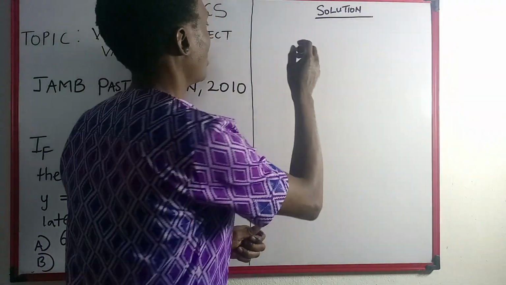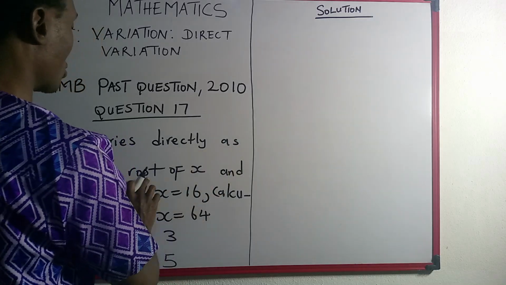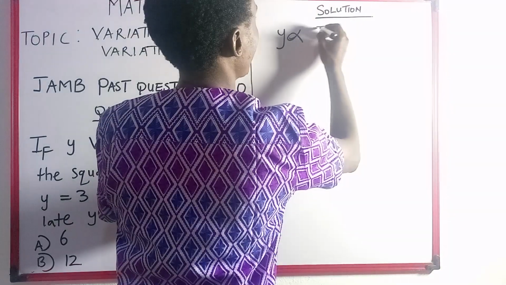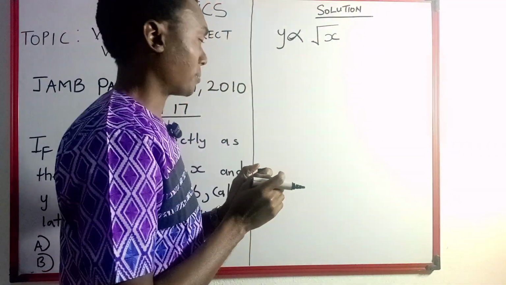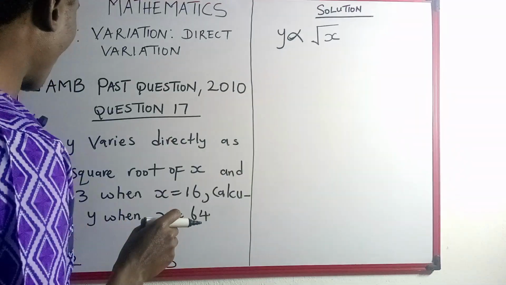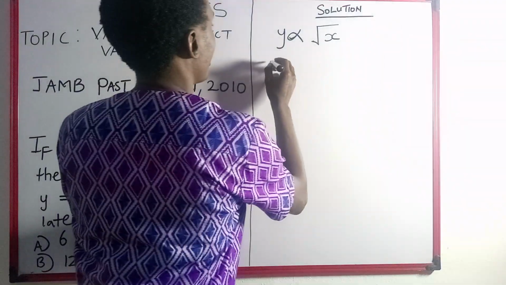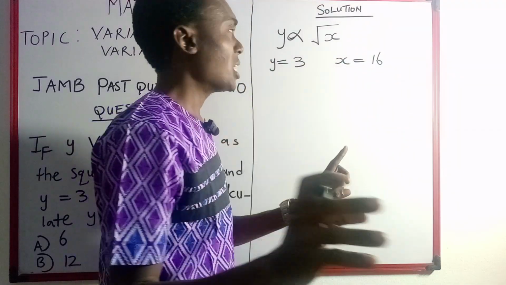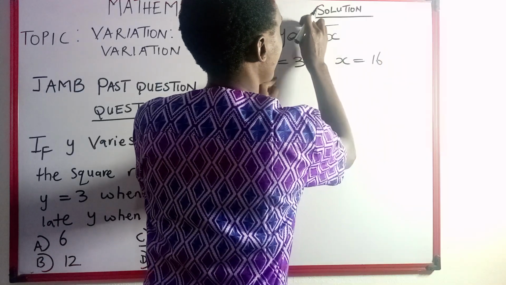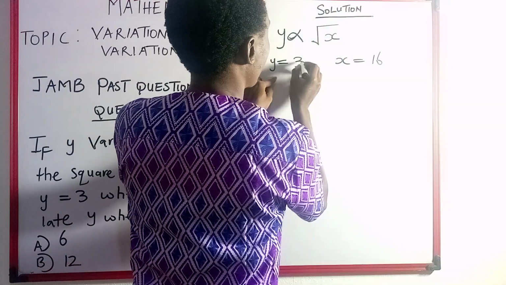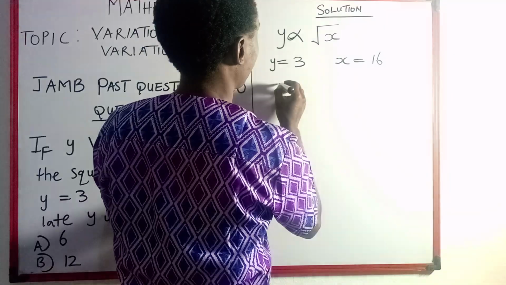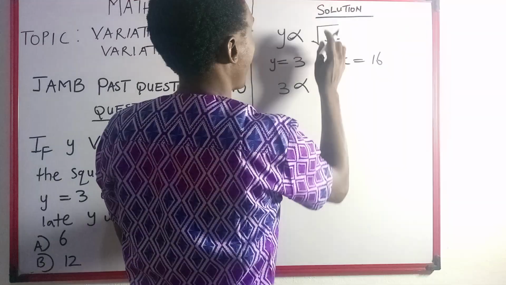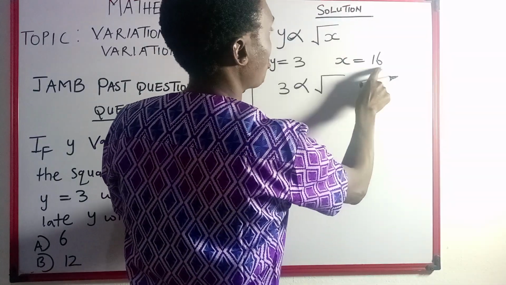So the first thing you do, it says y varies directly as the square root of s. So this is your y varies directly as the square root of s. Okay, now it says y is 3 when s is 16. This y is 3, s is 16. So what does it mean? It means we are going to substitute this into this. So watch. Now y is 3. Best to see your y, you put what? 3. And best to see your s, you put what?